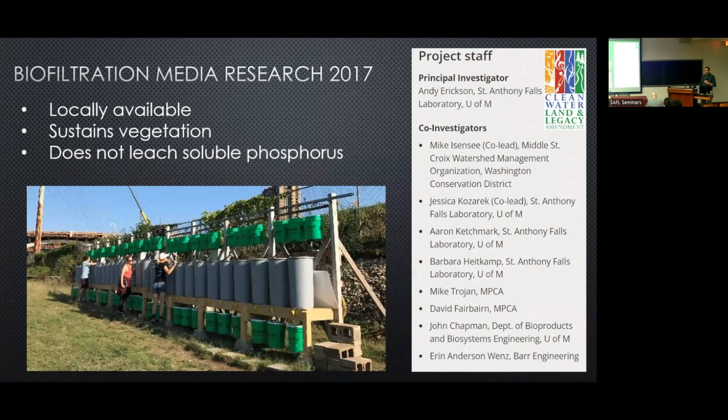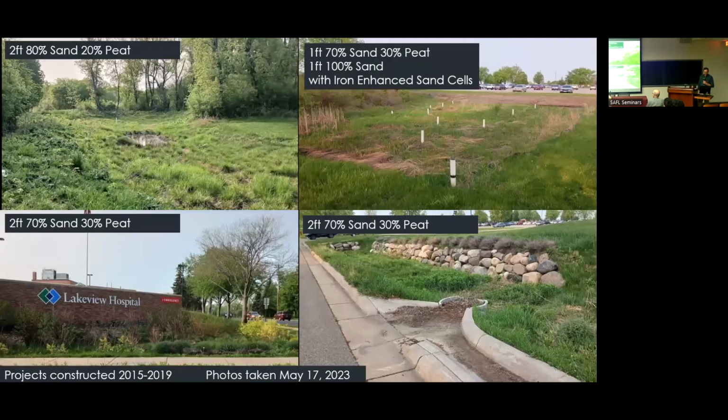So when that came out, I actually contacted Andy and Erin, who's in the room with us today, Mike Trojan, who I'm sure is online, even though he's officially retired now, as well as a number of others. And we set out to put a proposal together for what ended up being a set of large mesocosms on site here. And I know that everyone here is familiar with the work that St. Anthony Falls Laboratory has been doing with that, and that's been great.